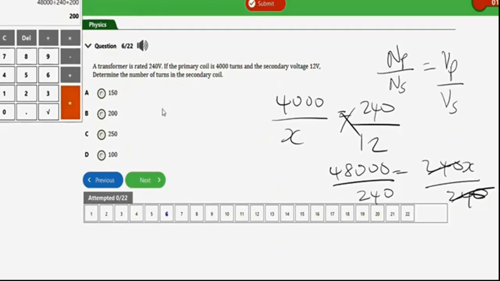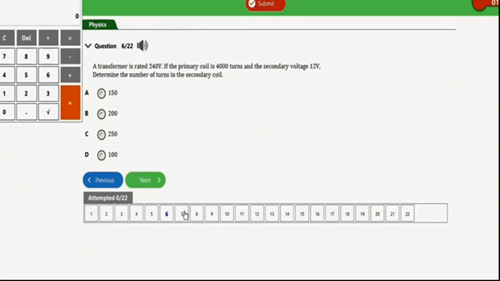So we have 200 turns. That's the value of the NS. Okay, so it's as simple as this. Let's write this now. So the next repeated question will be this one.